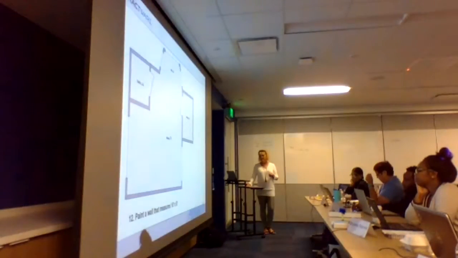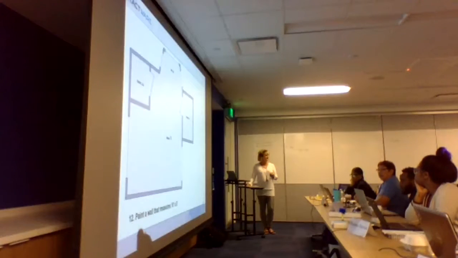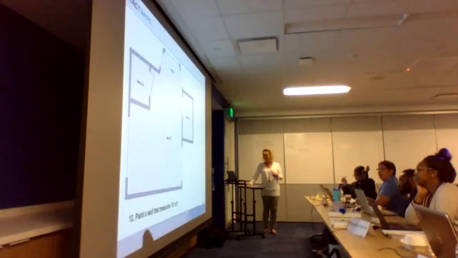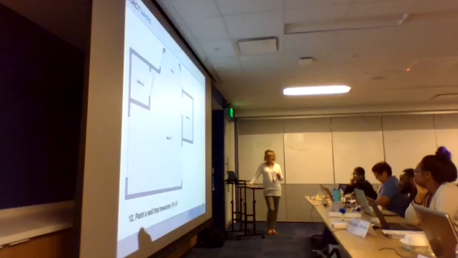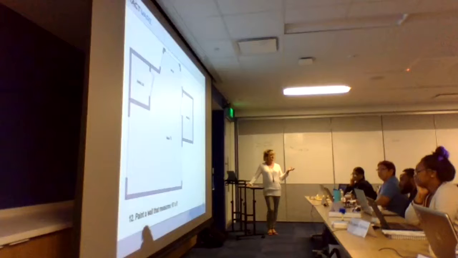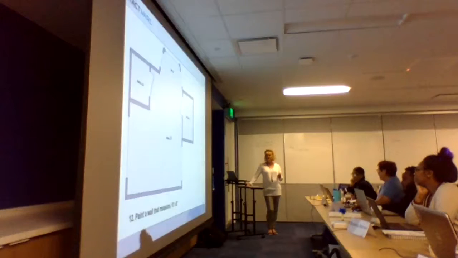Paint a wall that measures 10 by 8. Times is an asterisk, and for divide you can use a slash. I already have my code. Who can give me a paint code? P and T, P. Now what is the calculation? Don't overthink it. Paint a wall that measures 10 by 8: 10 times 8. Absolutely.